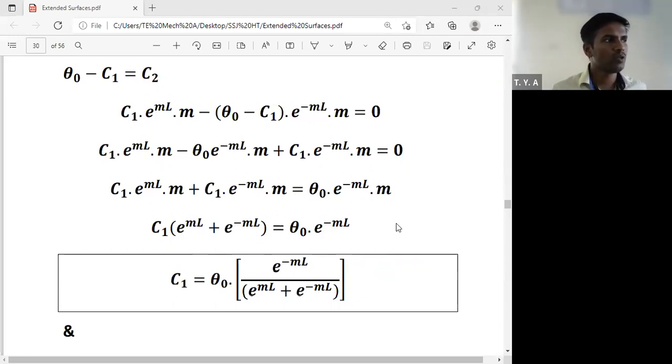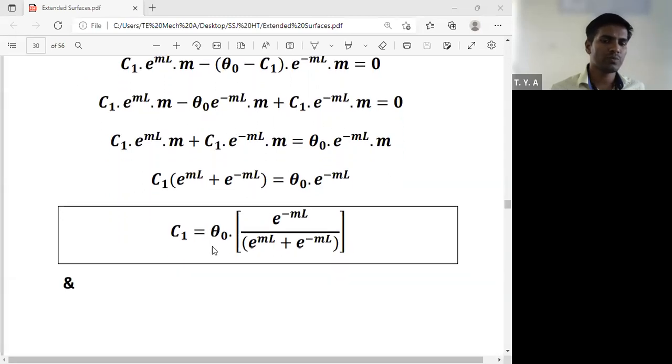All of you get this value. What is the value of C1? C1 is equal to theta 0 into bracket e raised to minus ml divided by e raised to ml plus e raised to minus ml. Okay, and we have this equation. What is this equation? C2 is equal to theta 0 minus C1. So in this equation, we have to put the value of C1 and find out the value of C2.